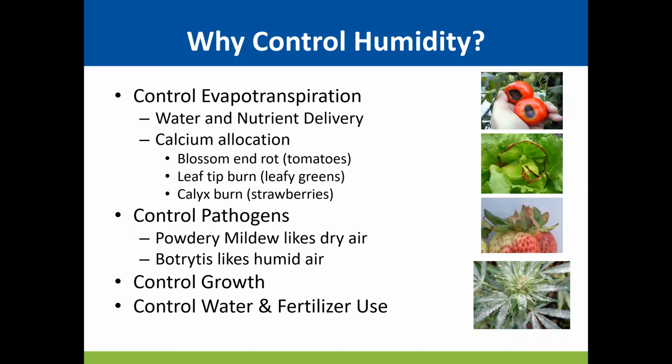One of the biggest factors, or diseases or deficiencies, I should say, associated with poor evapotranspiration is calcium allocation. And we see this pop up in almost all of our plants. I think I have 3 of them covered of the crops that are represented here today. Blossom end rot in tomatoes. This is a calcium deficiency frequently caused by evapotranspiration.